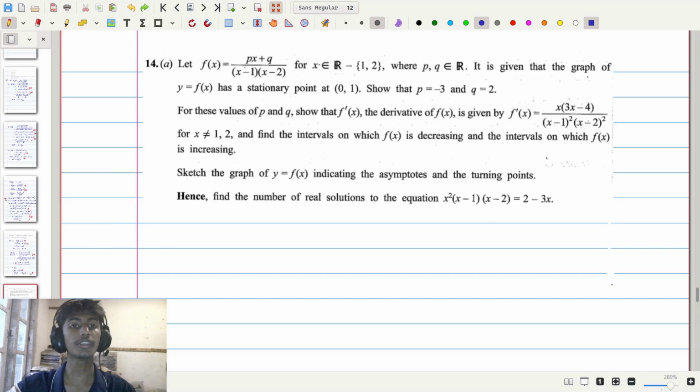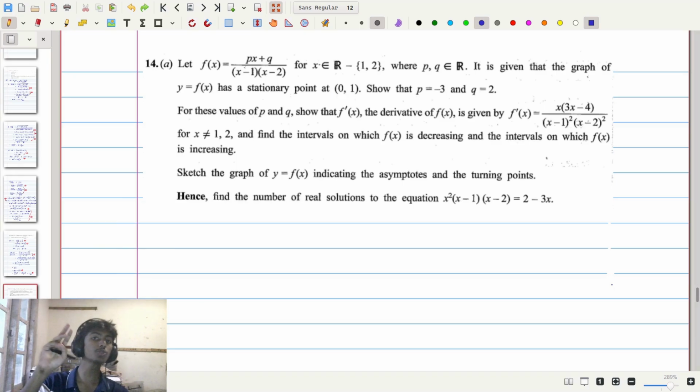The question says, let f(x) be equal to (px + q) divided by (x - 1)(x - 2), for x an element of the real numbers minus the set {1, 2}. So basically every real number except for x equals 1 and x equals 2, where p and q themselves are also elements of the real numbers. It is given that the graph of y equals f(x) has a stationary point at (0, 1).